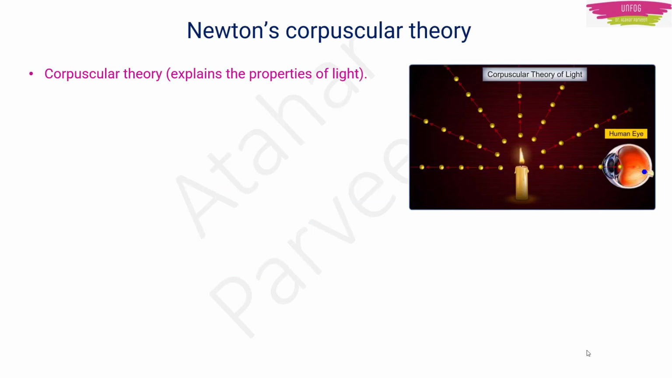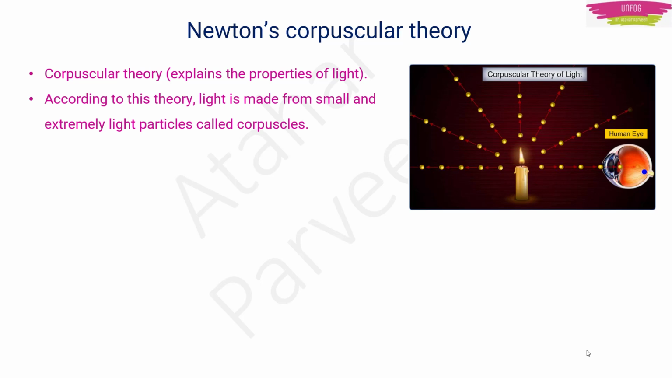Firstly, let's talk about the Newton's corpuscular theory. Of course, this theory was given by Newton, and he explained this theory in order to explain the property of light. Basically, this corpuscular theory explained that light is made from small and extremely light particles. Those particles were named as corpuscles. Newton named those small and extremely light particles as corpuscles.